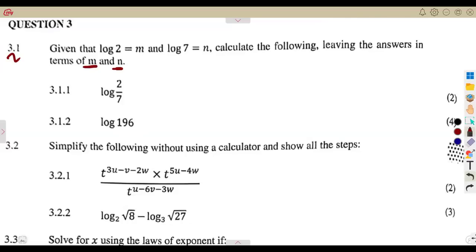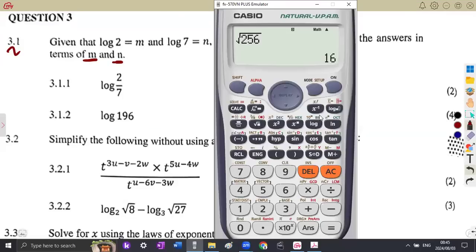So take note, your calculators, guys, they are not going to work, because your calculator does not even know this m over n. It can just simplify directly. This is your calculator. It gives you the exact value. But here we do not want this exact value. No. We want our answers to be in terms of m and n.